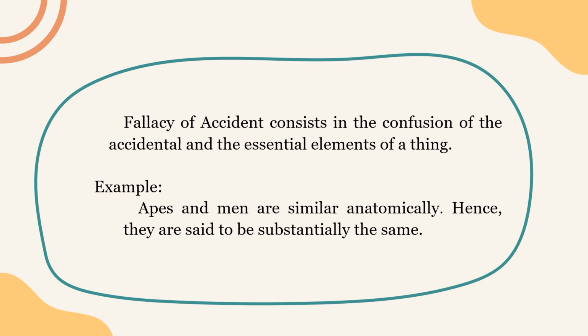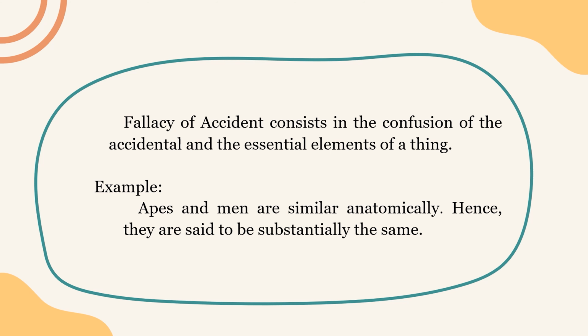The statement explains the fallacy of accident, which occurs when there is a mix-up between the accidental, non-essential attributes of something and its essential characteristics. In the given example, the anatomical similarity between apes and humans is taken as evidence that they are fundamentally the same, even though essential differences exist. This fallacy underscores the importance of distinguishing between core attributes and incidental traits when making arguments, as the latter can be misleading if used to draw conclusions about the essential nature of a subject.